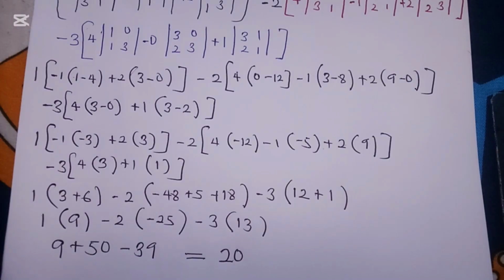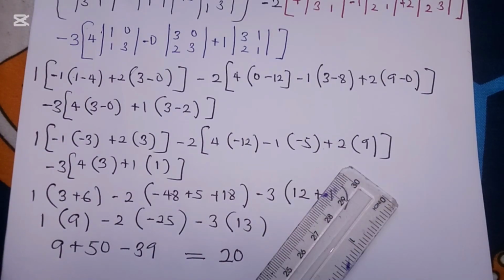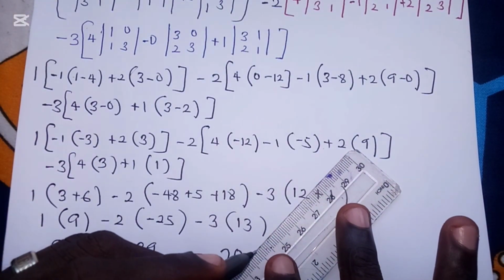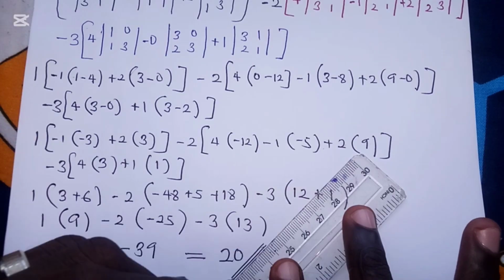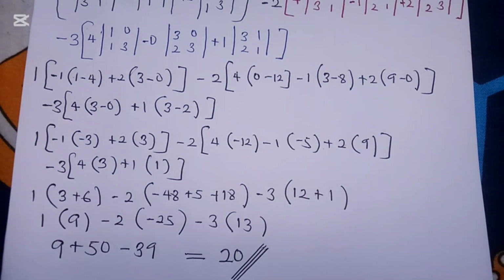So it means the determinant that we have to find, that is the 4x4 determinant, becomes 20 respectively.